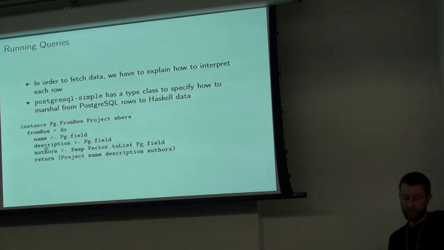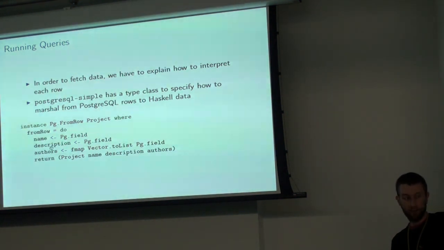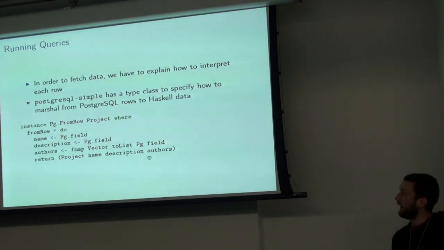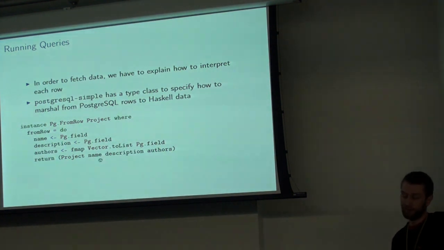And FromRow works in this kind of parser monad, where essentially we can enter do notation and we can pull out one field from our row at a time. So I extract the name field, the description field, and the list of authors. And here I have to work under the Vector data type in order to get that array back. But essentially we're unpacking this as a list of text strings. And once I've parsed each of these columns, I can then construct my Project data type just by returning Project with the name, description, and authors that I read from each database row.